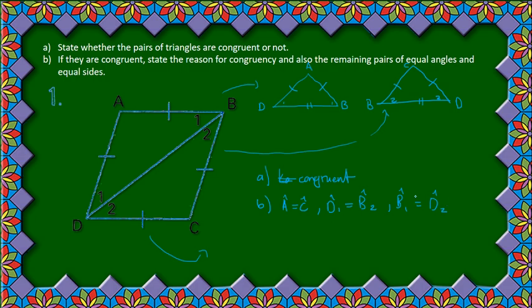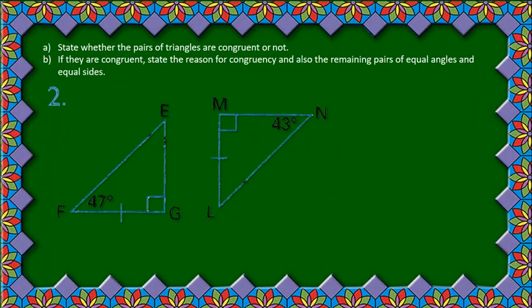So that was the first question. Right, now in the second one, I'm not going to rotate these triangles as well, but here we've got an angle that's 47 degrees, and here we've got 43 degrees. Now if I have 180 minus 90 minus 47, that gives me 43 degrees. So that means if I have 180 minus 90 minus 43, that gives me 47 degrees.